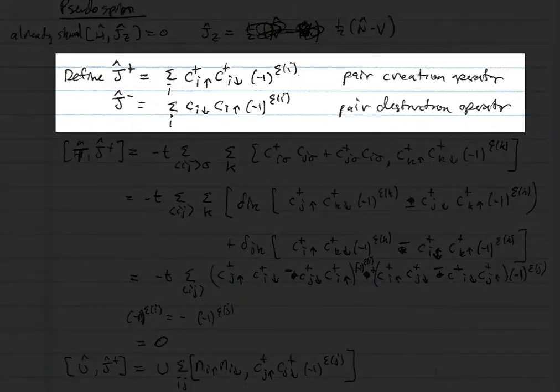J plus is the sum over all I of C dagger I up, C dagger I down times minus 1 to the epsilon of I. And J minus is the Hermitian conjugate. I have to change the order of those terms, so it's C I down, C I up, times minus 1 to the epsilon of I. That first one is a pair creation operator. It creates a pair of electrons, so it's changing the number of electrons. And there's also a pair destruction operator, which is the J minus, again changing the total number of electrons.